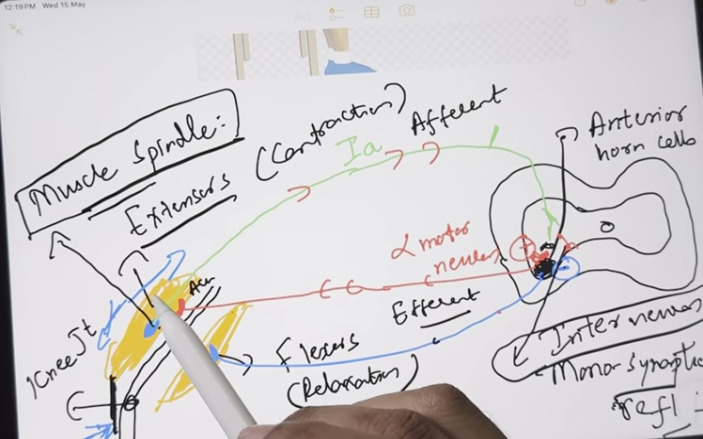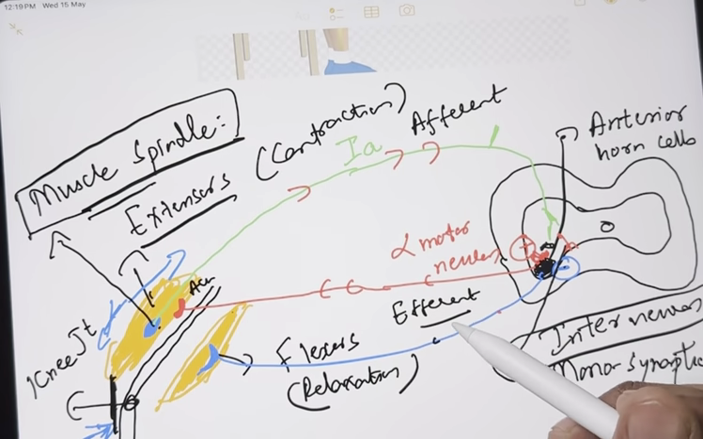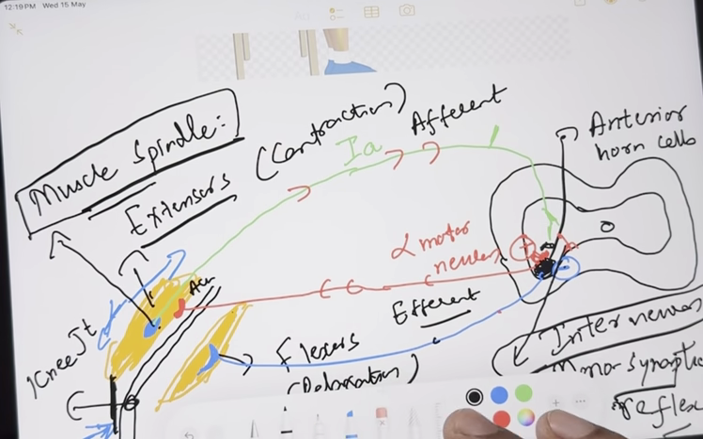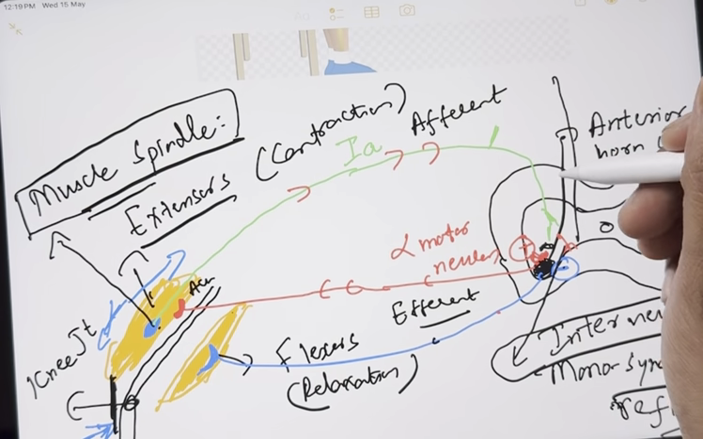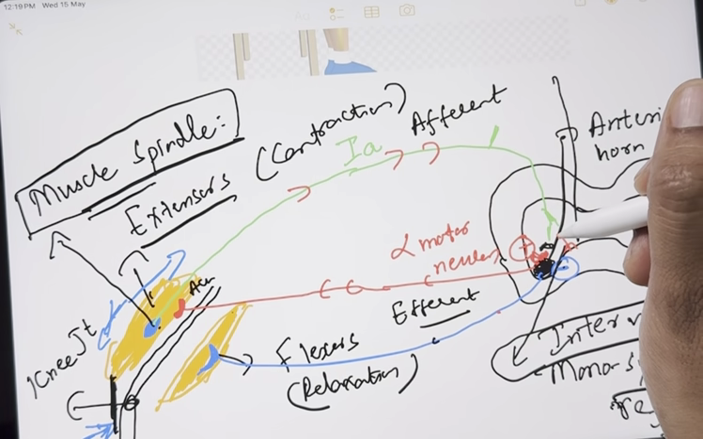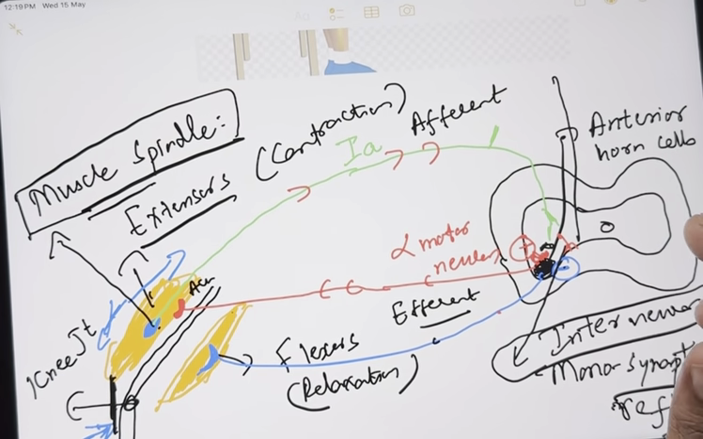Indirectly, we are checking this pathway in the stretch reflex, whether the afferent neuron, efferent neuron or the spinal cord is intact or not. However, there are influences from the higher centers on these alpha motor neurons as well. We will discuss that in the regulation of muscle tone in the next video.